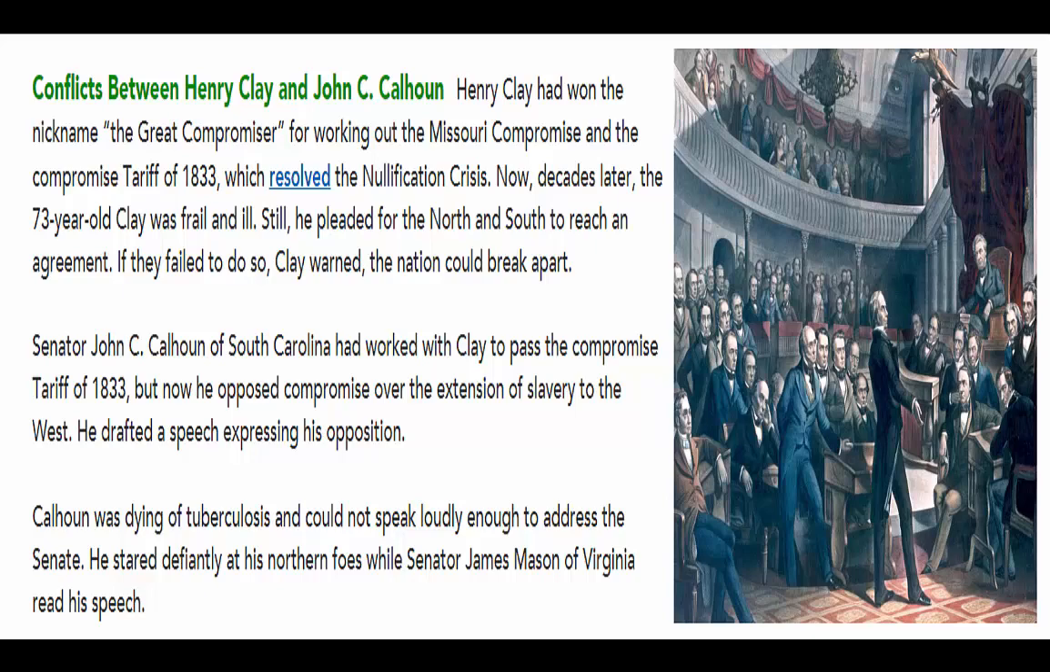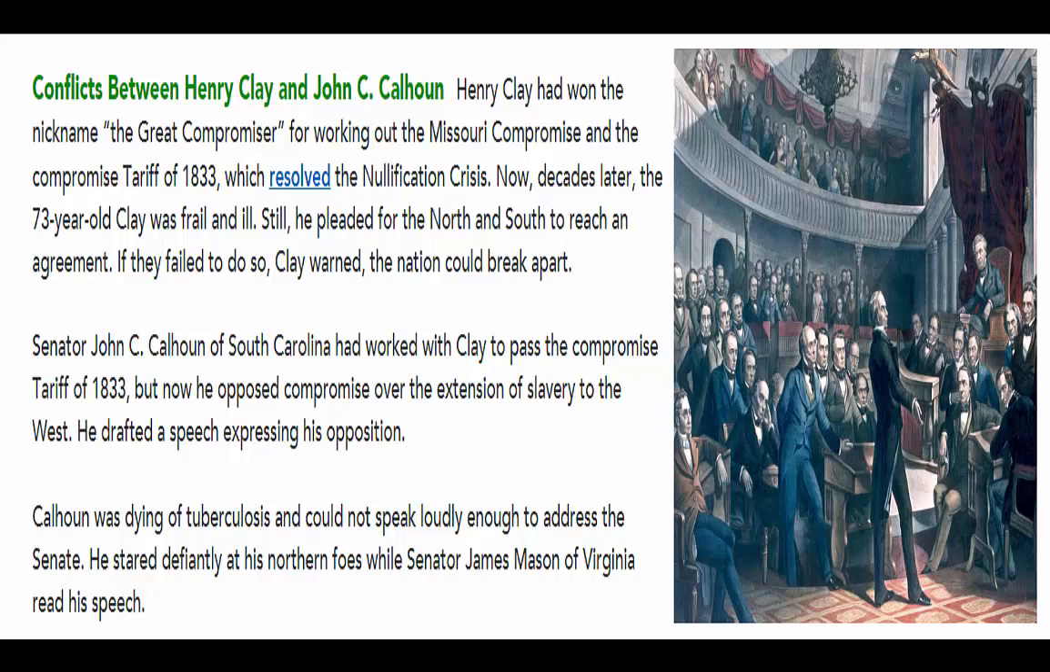Senator John C. Calhoun of South Carolina had worked with Clay to pass the Compromise Tariff of 1833, but now he opposed compromise over the extension of slavery to the West. He drafted a speech expressing his opposition. Calhoun was dying of tuberculosis and could not speak loudly enough to address the Senate. He stared defiantly at his northern foes, while Senator James Mason of Virginia read his speech.